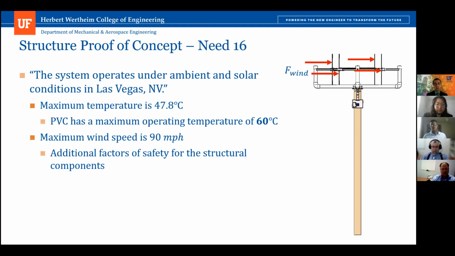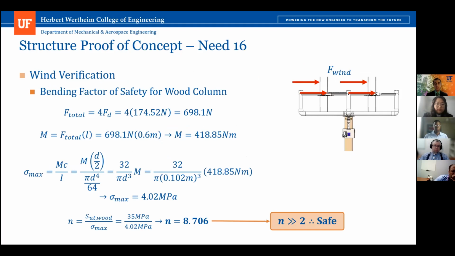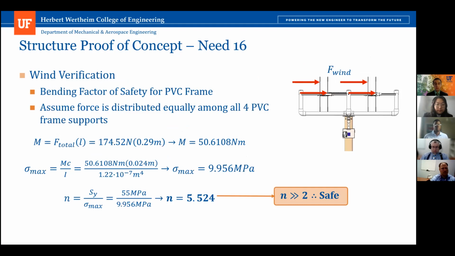The next issue was that we had to determine that the PVC and wood would be safe with the wind coming from the side. So if you go to the next slide. This is a bending analysis we did on the PVC with the wind coming from the side, acting on all four heliostats, and we found that the factor of safety was 8.7. And this is a bending analysis we did on the PVC with the wind acting in this direction and found a factor of safety of 5.524.